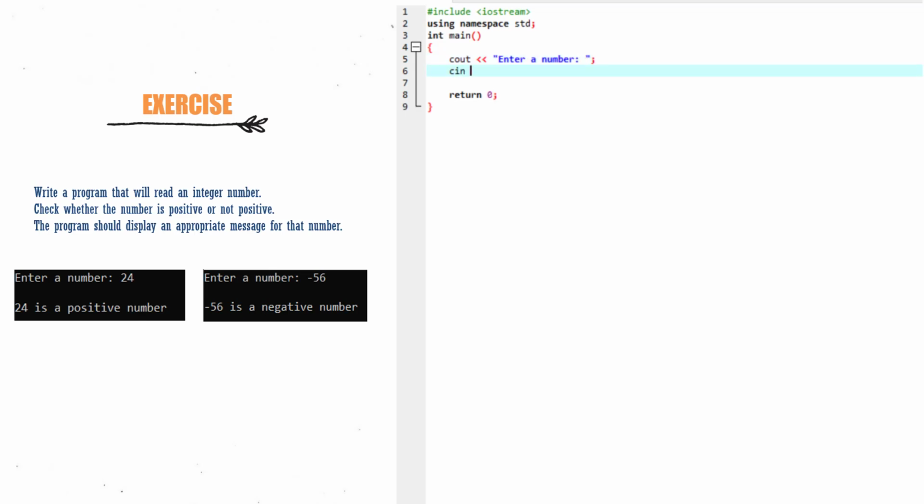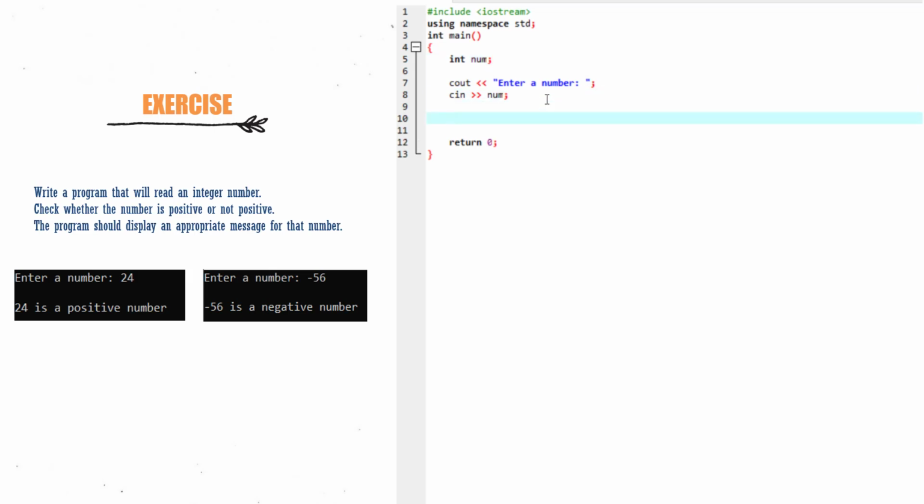Okay, so cin num. So this num would be our input. Again we need to declare int num. So what do we do with this number? We want to check whether this number is positive or negative. So how do we do that? We know that a number will be positive if it is more than 0.